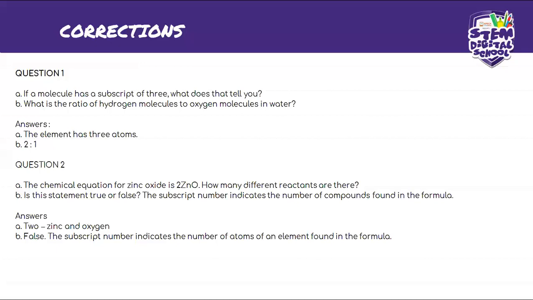Now, question 2: the chemical equation for zinc oxide is ZnO. How many different reactants are there? We have 2: zinc and oxygen. If you ignore the 2, it is going to be zinc and oxygen. But if the 2 is there, then we can simply say 2 zinc and 2 oxygen. Then, is this statement true or false? The subscript number indicates the number of compounds found in the formula. The answer is false. The subscript number indicates the number of atoms of an element found in the formula.